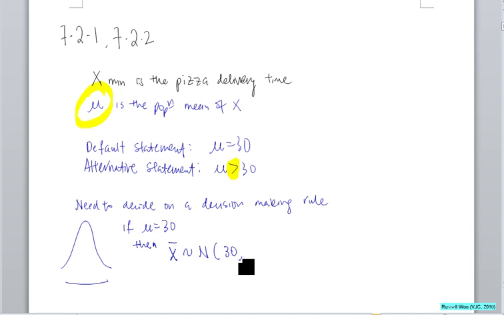Correct? If mu is 30, population mean is 30, x bar, which is x1 plus x2 all the way to x9, yeah? Remember? In our context, we took 9 deliveries, right? Divide by 9, should follow the same mean. And I said just now, assume that standard deviation of the population was 9. Now you get 30. Follow so far? Okay, look.